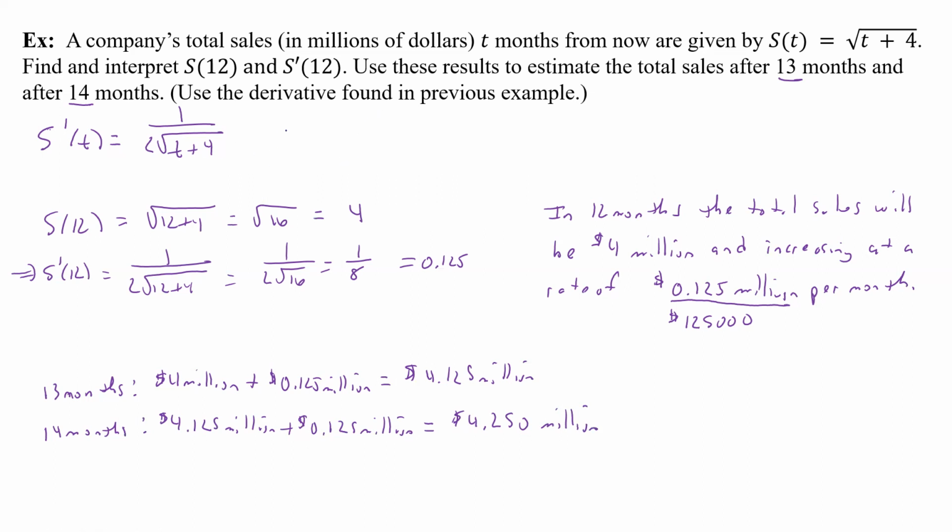So first, we had to find that derivative. Then we had to interpret what the S of 12 and S prime of 12, the derivative of that, was. And then because we know those are how much the total sales are at 12 months and how much it's changing each month, in this case $0.125 million per month, then we can find out what it's going to be at 13 months and at 14 months.